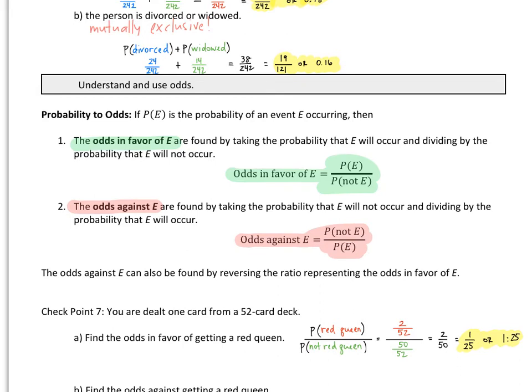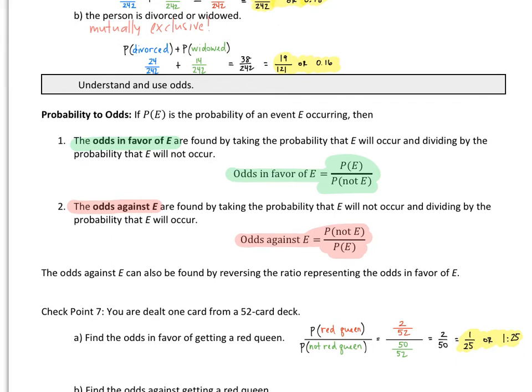So we need to keep those straight. In favor is the probability of that event over the probability of the event not happening. And then the odds against are the probability of the event not happening over the probability of the event. The odds against E can also be found by reversing the ratio representing the odds in favor of E. That just means take the reciprocal. Just switch the numerator and the denominator.